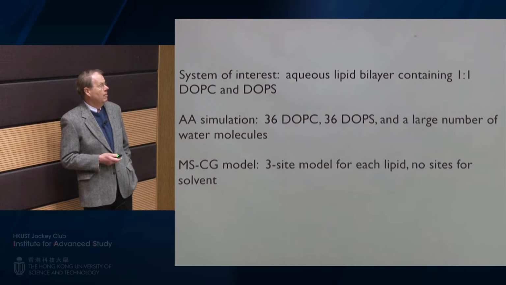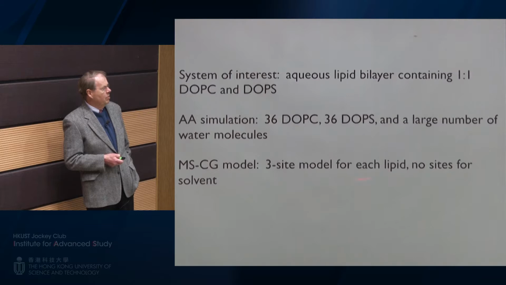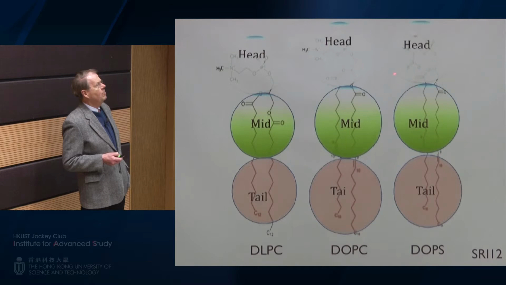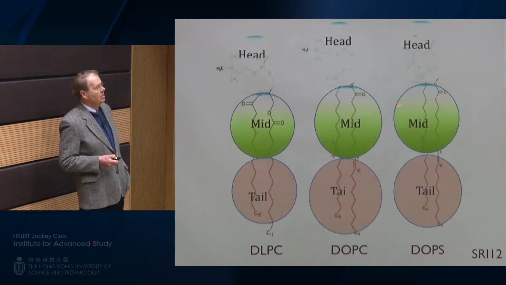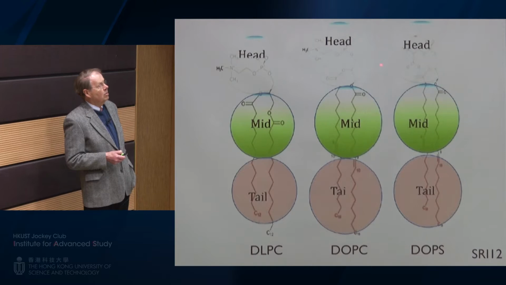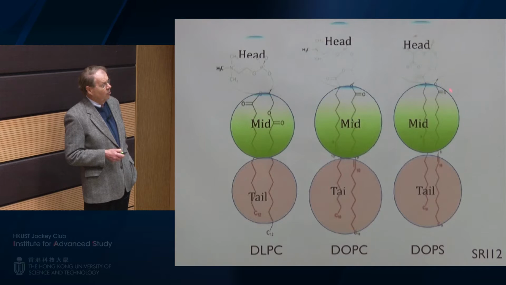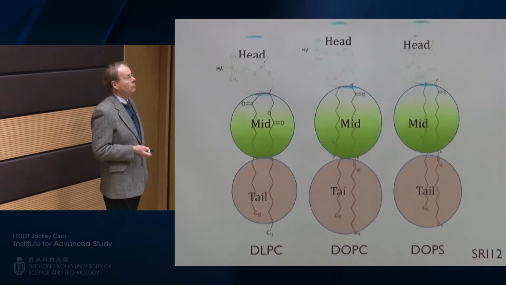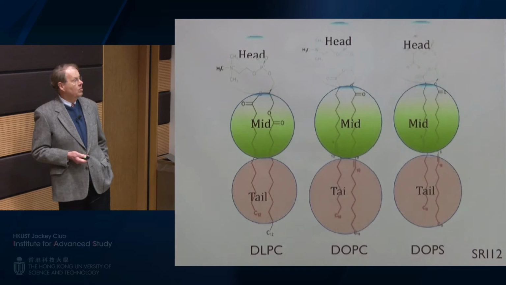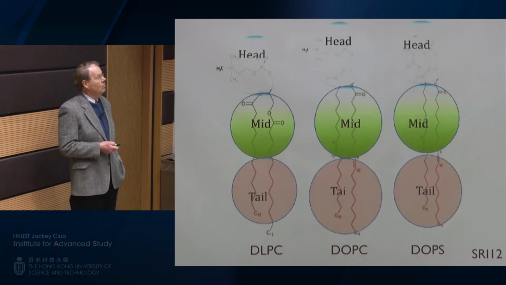Then in the MSCG model, they had a three-site model for each lipid and again, no sites for the solvent. So here's what their CG models look like. It may not be easy to see here, but this is actually the head group, this is the middle group, and this is the tail. These represent the phosphates and the quaternary ammonium salts, this represents the first half of the chains, and this is the second half of the chains. It's like they're treating this 118-atom lipid as if it were a triatomic molecule. And it sounds like an absurd simplification at first, but it works as well or better than the previous one did. And so now, instead of dealing with 120 atoms, we're dealing with three.